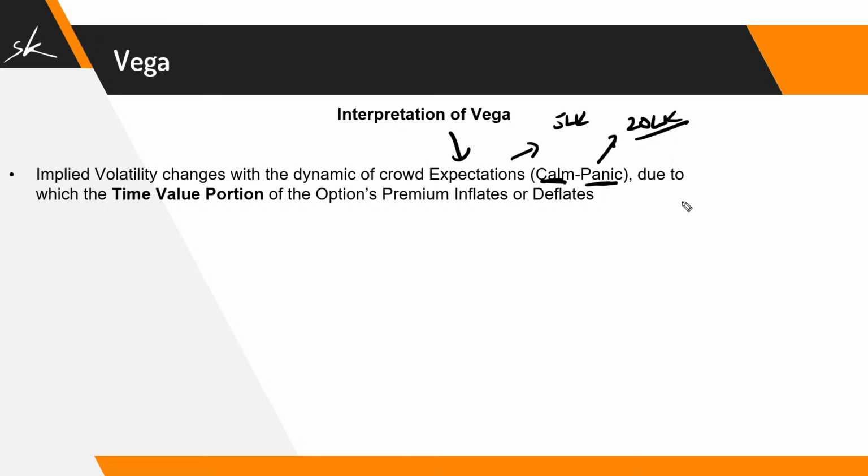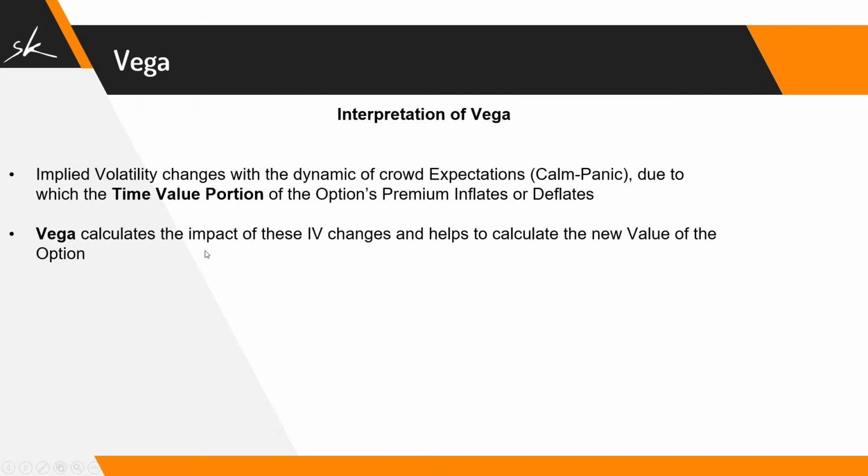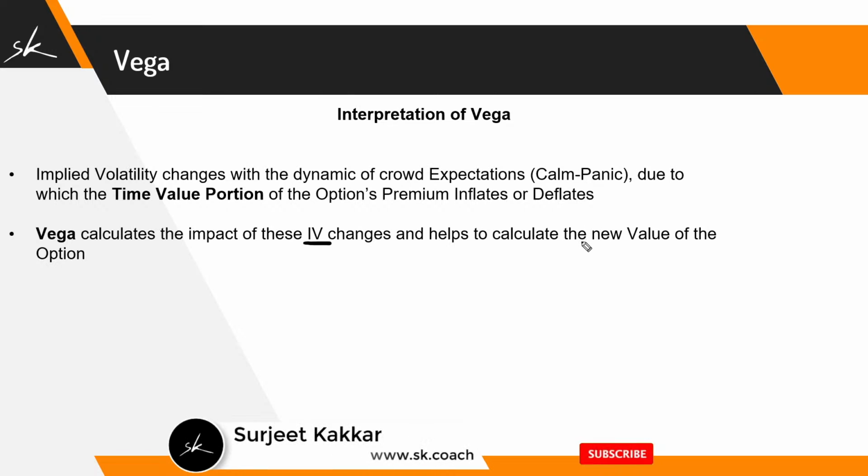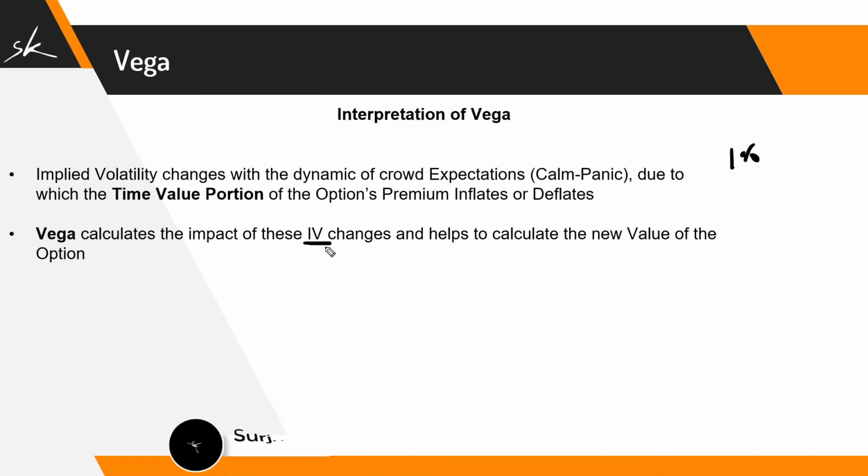What is going to happen is, like we talked about, the option premium is made up of two components. One is the intrinsic value, the second one is time value. So the Vega, or the implied volatility, impacts the time value portion of the option, not the intrinsic value portion of the pricing of the option. Now, Vega calculates the impact of these implied volatility changes and helps us calculate the new value of the option. So Vega will help us understand what the new value of the option will be if there is a 1% change in implied volatility.